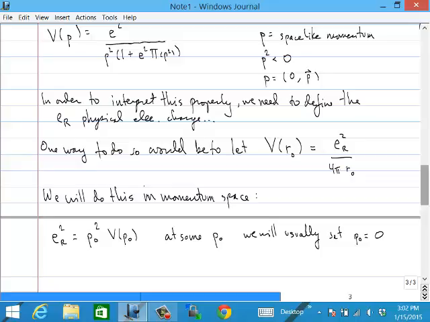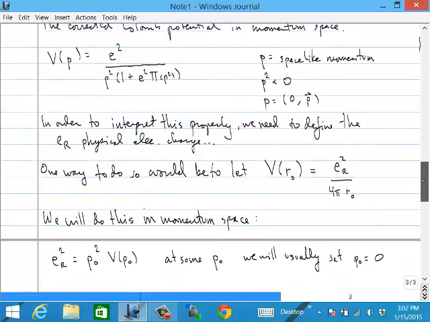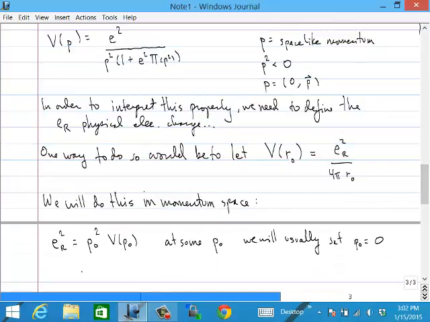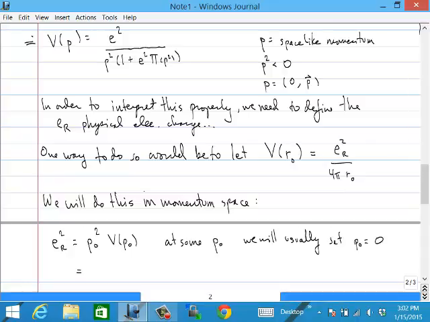Of course, they're closely related, but slightly different things. Okay, but the important point is let's just go ahead and calculate the relationship between the physical electric charge and the bare electric charge. So let's just plug in this expression for V up here, okay? And let's just work to leading order in the electric charge.